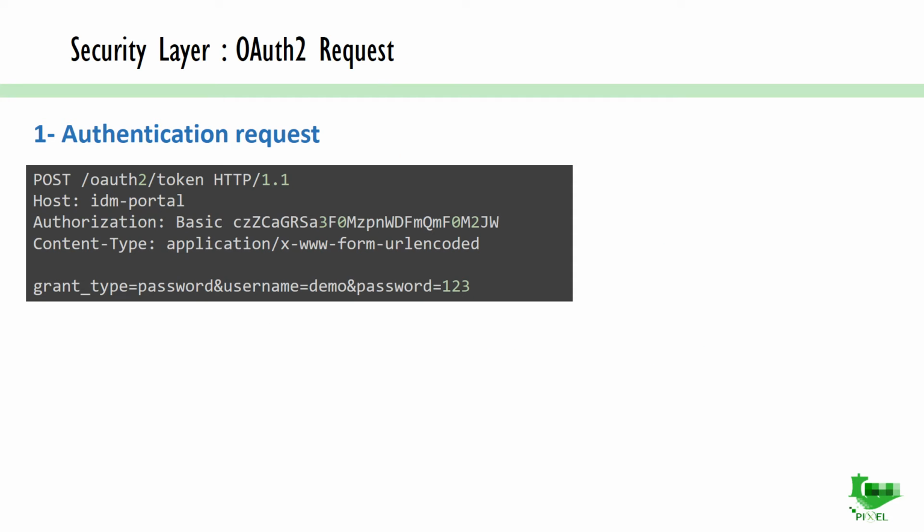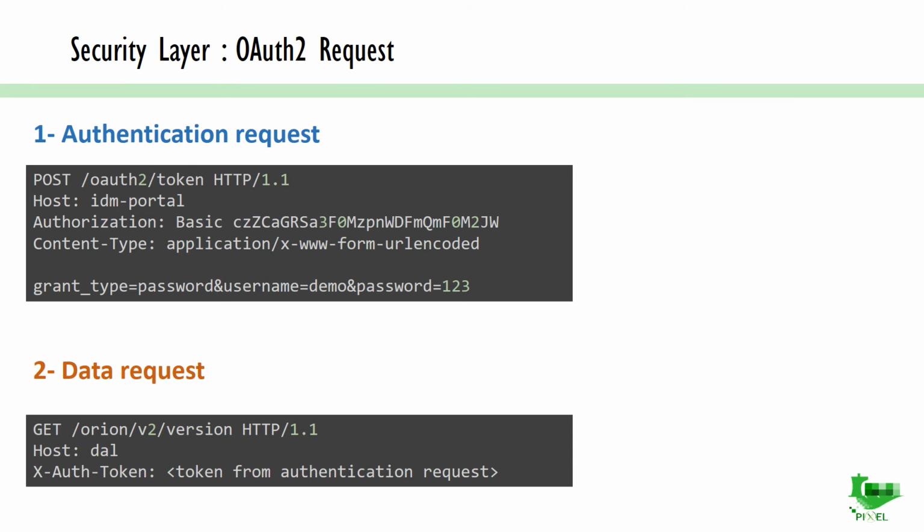Here we have an example of the authentication request. It's a simple HTTP request. It contains an authorization header with the client ID and client secret of the application provided by KeyRock, and in the body we pass the user credential, login, and password. Then, when we have the response, we can send a data request with the X-Auth-Token header with the value of the access token provided by the identity manager server.